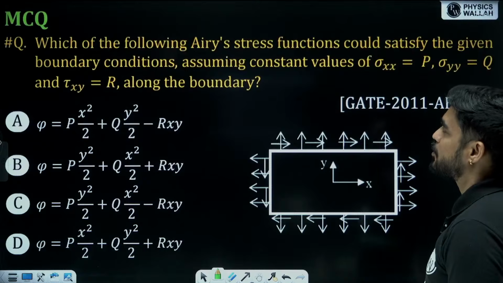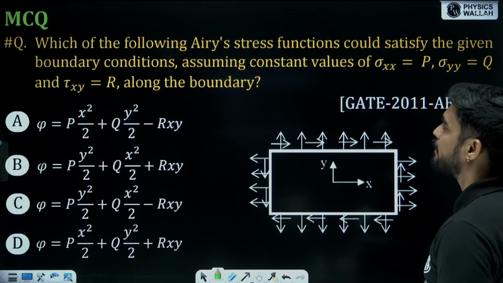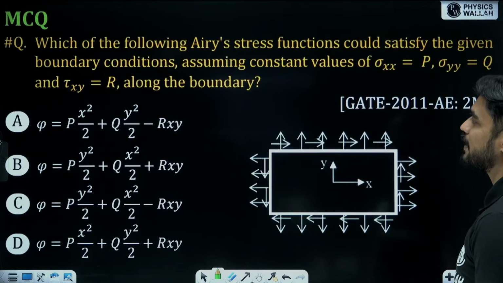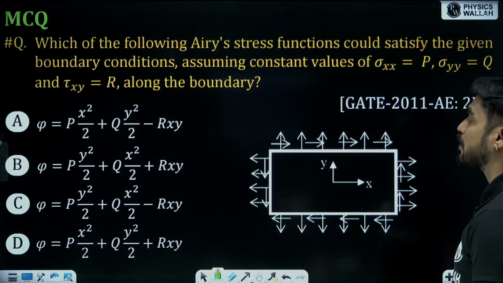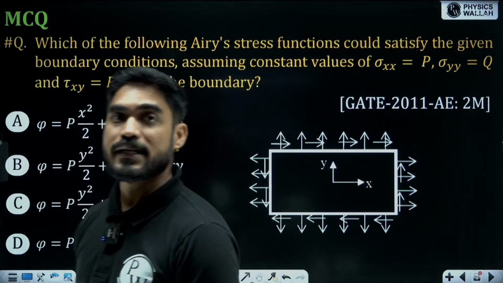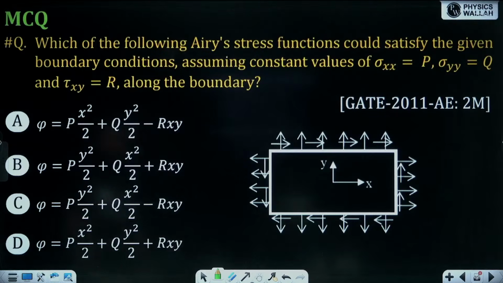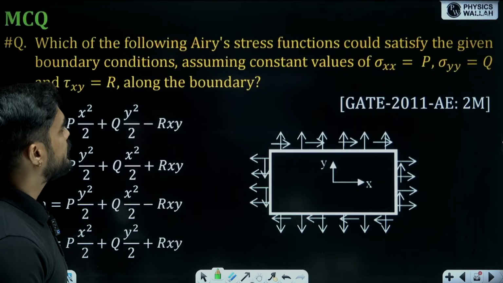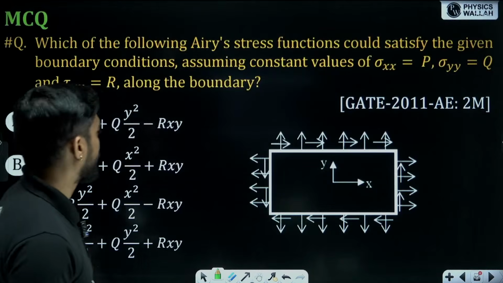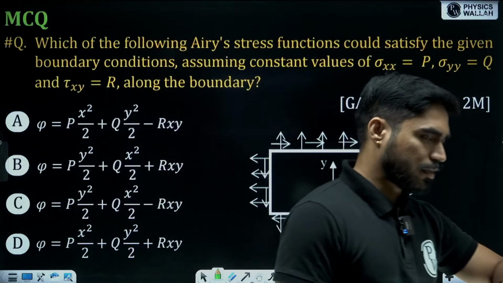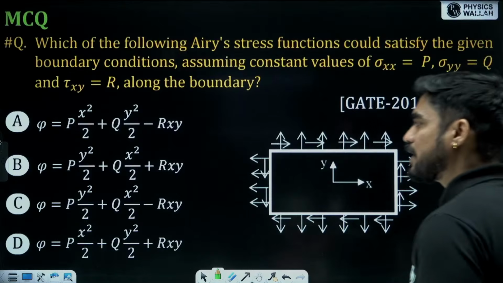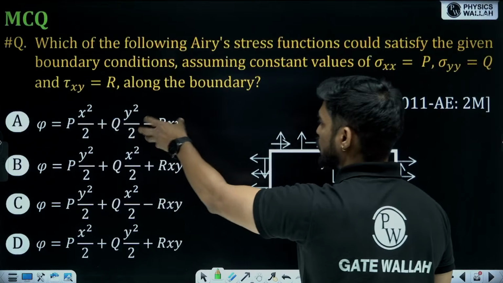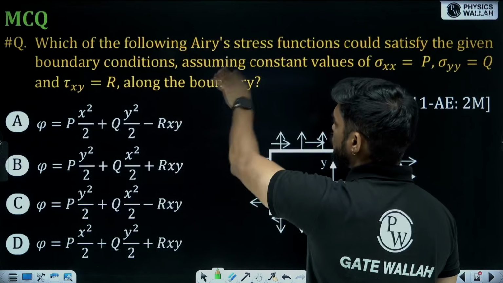Next question. Which of the following Airy stress function could satisfy the given boundary conditions, assuming constant values of sigma xx equal to p, sigma yy equal to q, tau xy equal to r along the boundary? So here also in this problem, we need to satisfy the boundary conditions. We need to find the equation of phi which satisfies the boundary condition. So again you have two options. One, you can use the elimination method, means you put the equation of phi and you satisfy it and you see which one is correct.